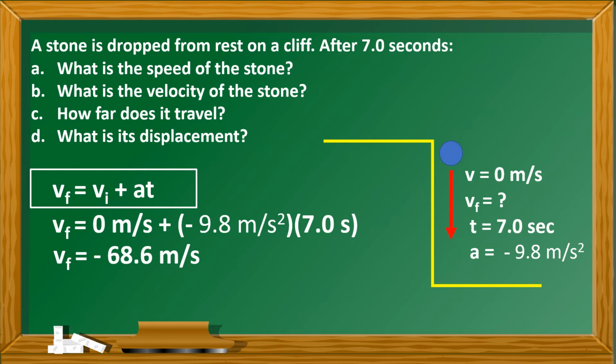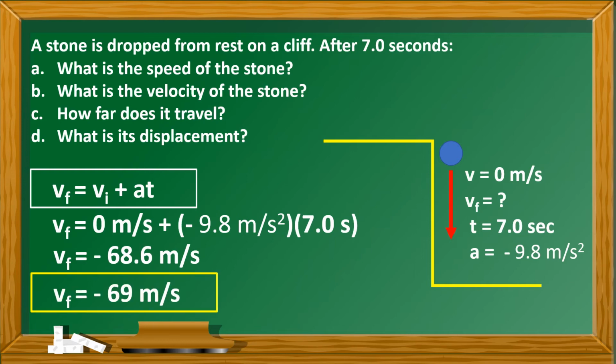So now the question is, what is the speed of the stone? Earlier, I mentioned that speed is always positive. Therefore, our answer, negative 68.6 meters per second, would be the final velocity of the stone, while its speed would be the positive 68.6 meters per second.